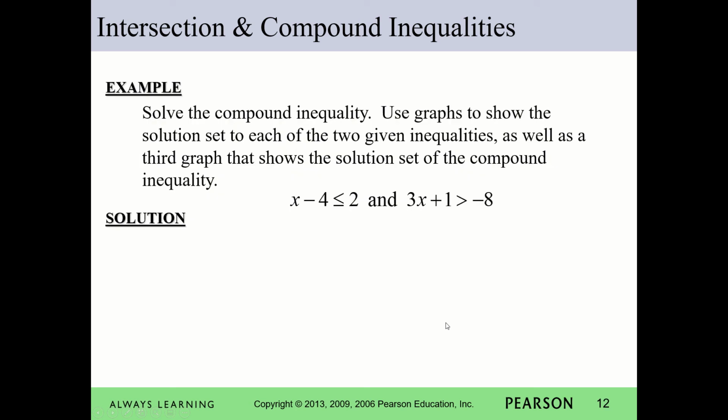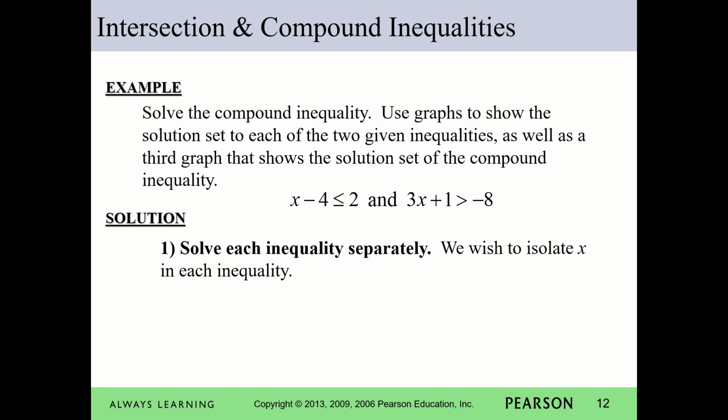So let's try this one. This time we have to do a little work to find out what x equals, right? So the first thing we have to do is simplify both inequalities. The first one we have x minus 4 is less than or equal to 2.